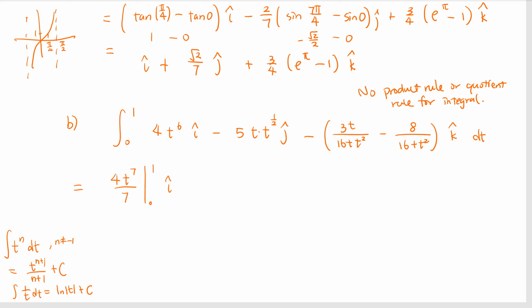This is the i. Well, this guy is the same as t to the 3/2, right? So t to the 3/2 plus 1 is 5/2, and then we divide by 5 over 2, multiplying by 2 over 5. The 5 cancels. And we evaluate from 0 to 1, j.